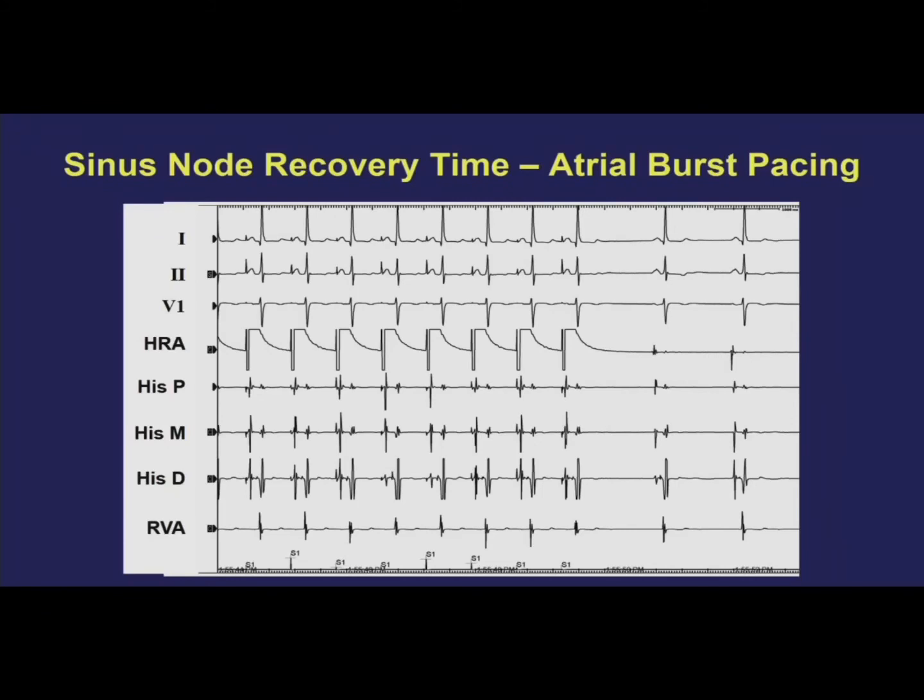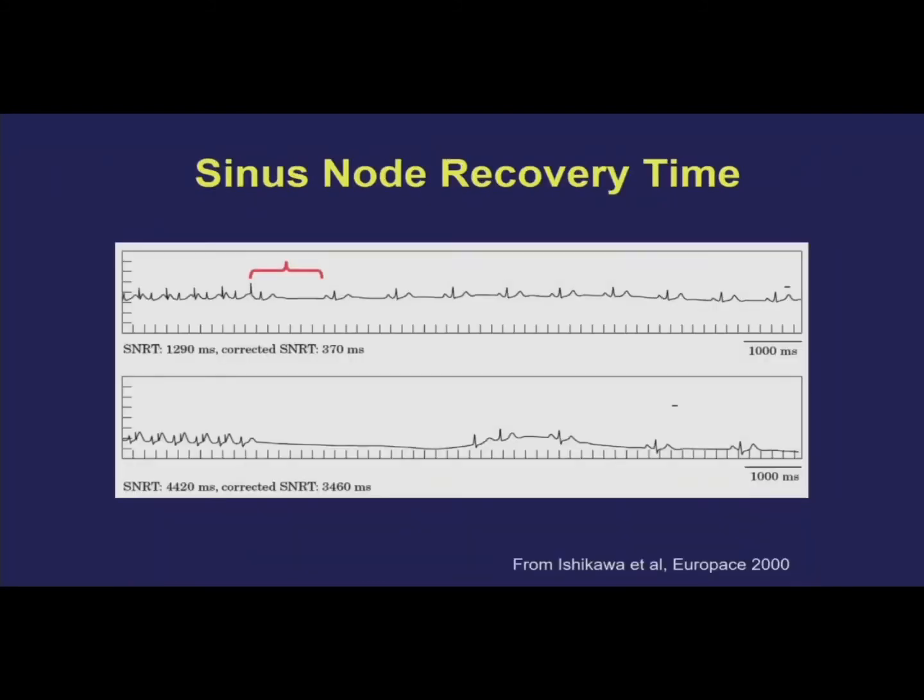Their resting heart rate's 48. I don't know, did they have a pause? Let's pace, pace, pace, pace, pace, come off. Does the sinus node leap right back into action, or is there a delay? For example, here in the top, normal sinus node behavior. In the bottom, abnormal sinus node behavior, a long sinus node recovery time.